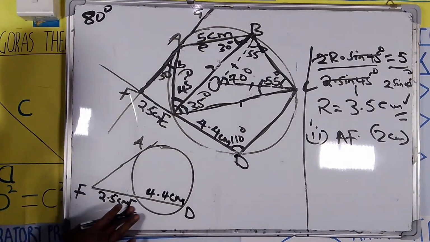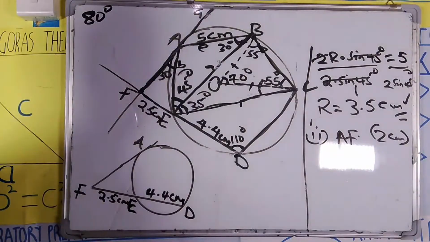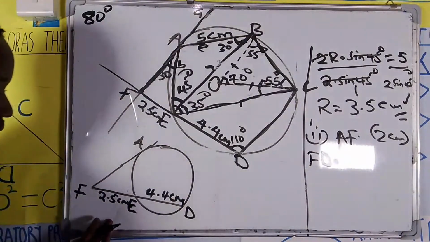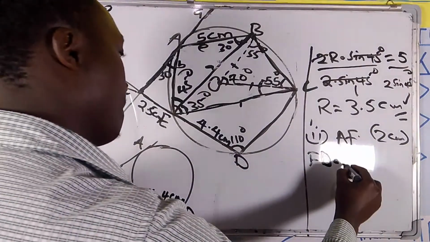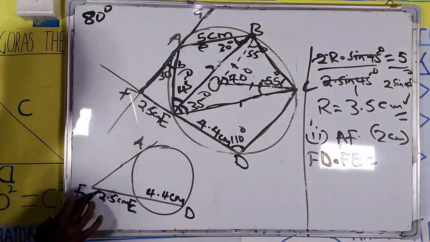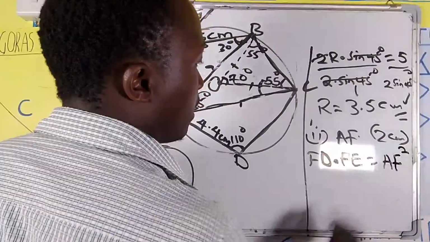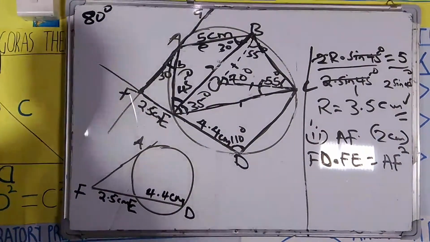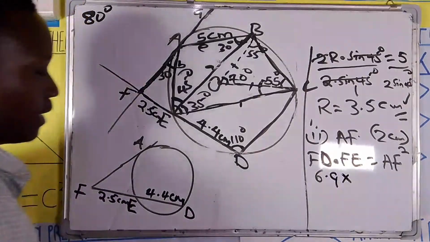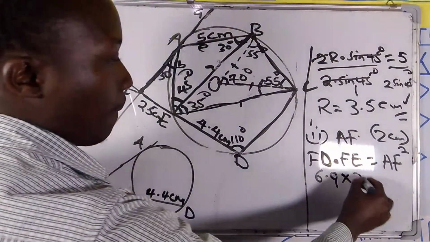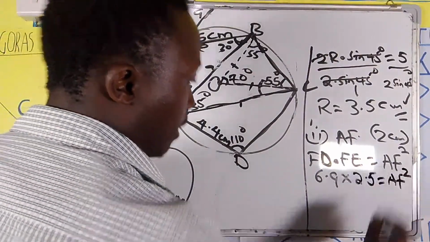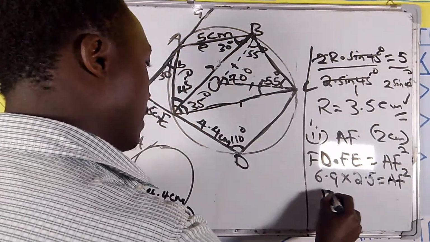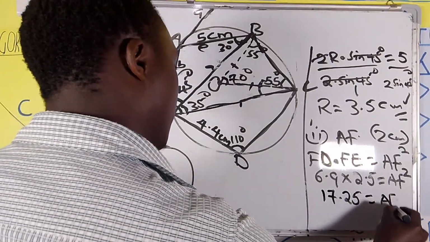So the formula to determining this, we know about chords that intersect externally. It will be FD times FE is equal to AF squared. So FD, take 2.5 plus 4.4. That is going to give us 6.9 times FE peke yake ni 2.5 should be equal to AF squared. 6.9 times 2.5 is 17.25, is equal to AF squared.